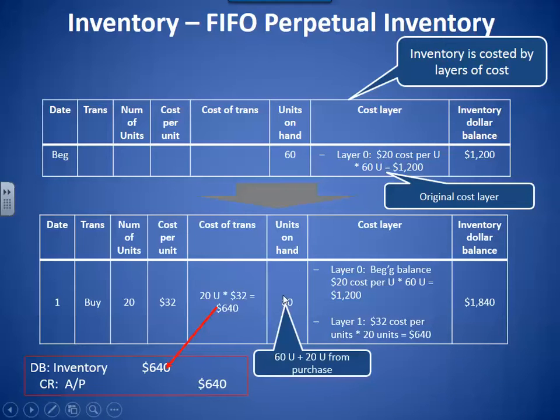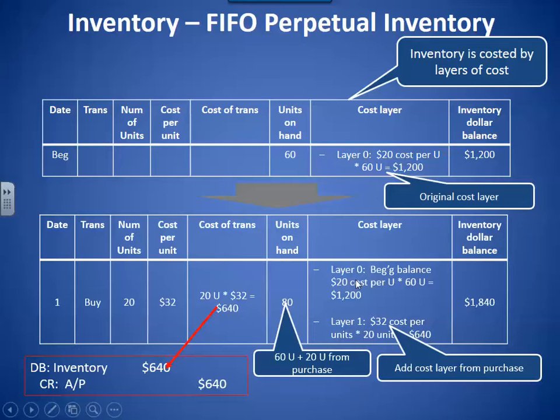Now also, we know we had 60 units originally on hand. To that, we're adding 20 units. So now we have 60 units plus 20 units from our purchase means now that we have 80 units on hand. But something else has happened in this purchase. What we've done is now we've added another cost layer to our inventory.